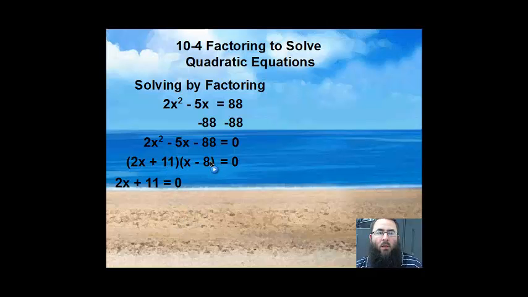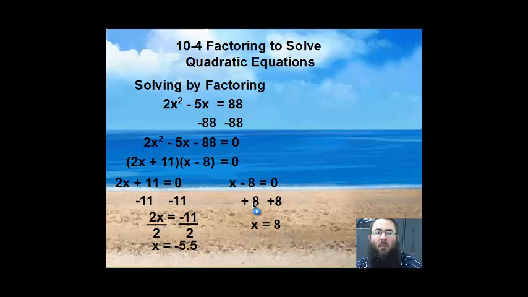You can set up your two equations now equal to 0. Subtract 11 from both sides. Divide both sides by 2. You get x equals negative 5.5. This one's a little easier. Add 8 to both sides, and then you get x equals 8. So your two answers are going to be negative 5.5 and 8.